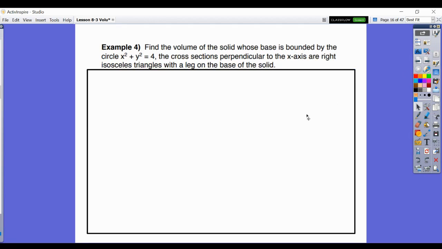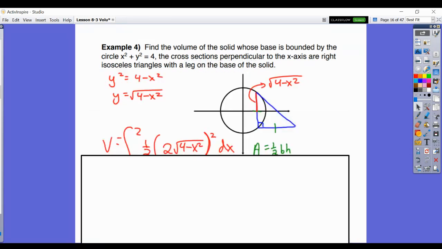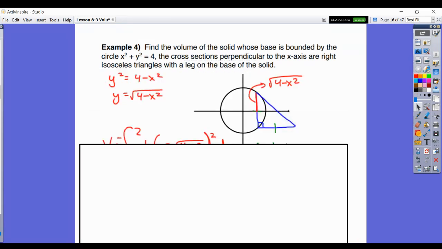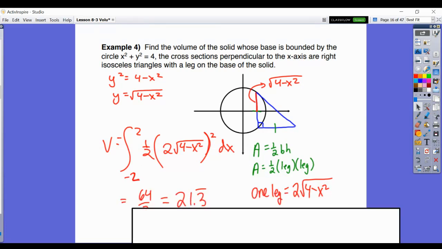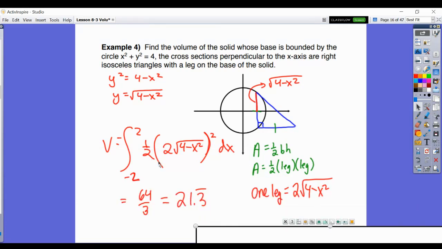All right, example 4. Pause the video, see if you can draw it. Very similar to the last problem. Circle base, but the cross sections are isosceles triangles with one leg as long as the base. So they look like this instead. And here is the answer to this one. Base times height. So since I have the base, it's basically half of the square problem that we did earlier.